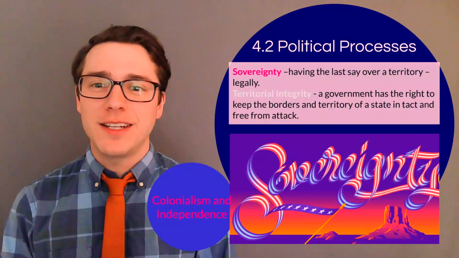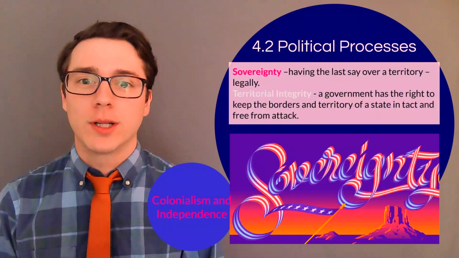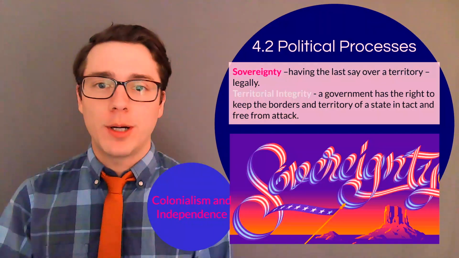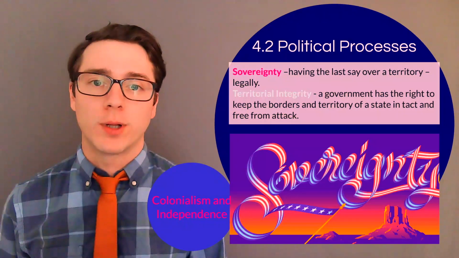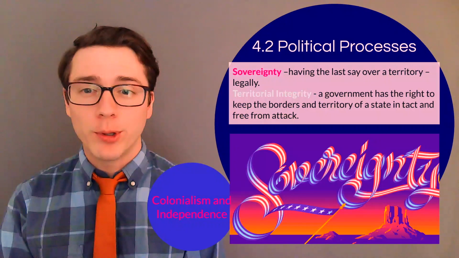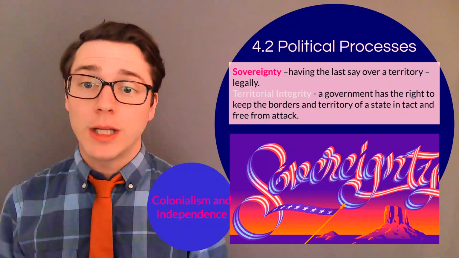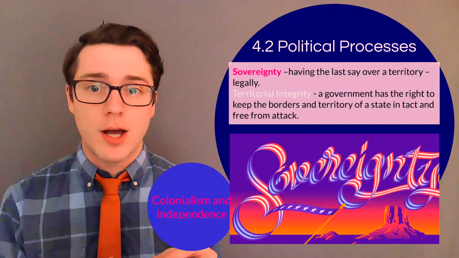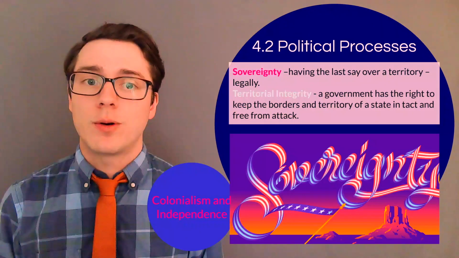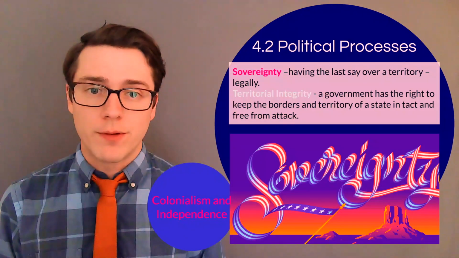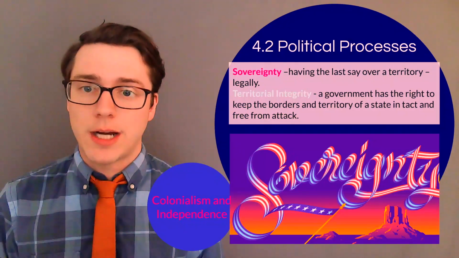As we continue our focus on political geography, today we're going to move to 4.2, which is political processes. And political processes all start with the ability to make laws. So legally, when you have the ability to make laws within your own country, that is known as sovereignty. So sovereignty is having the last say over a territory legally.